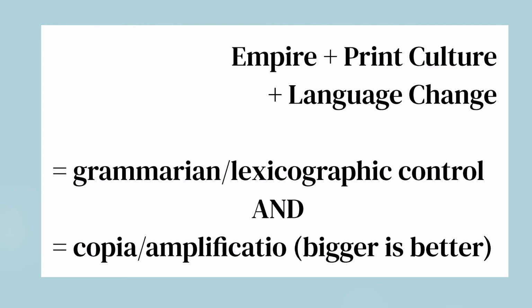The period of empire, added to the emergence of print culture, added to ongoing language change, created two distinct threads that sort of define linguistic change in the early modern period. The emergence of grammarian and lexicographic control, on which more in a moment, the idea that since English is expanding, we need systems to control it, to make it make sense, and the ideas of copia and amplificatio, the ideas that bigger is better, a kind of fundamental cultural gluttony or greediness that we see evidenced here.